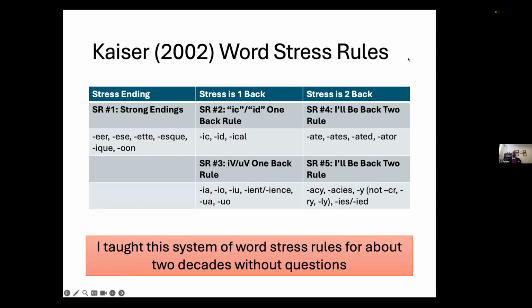In 2002, this was the word stress rules, or the system that I was using. And they could go into 3 different columns. So stress the ending with these strong endings, the stress is 1 back from the identified spelling pattern, or the stress is 2 back from the identified spelling pattern. And you could just take a moment to see the number of spelling patterns that are here for students to memorize and for them to learn to use for these word stress rules.